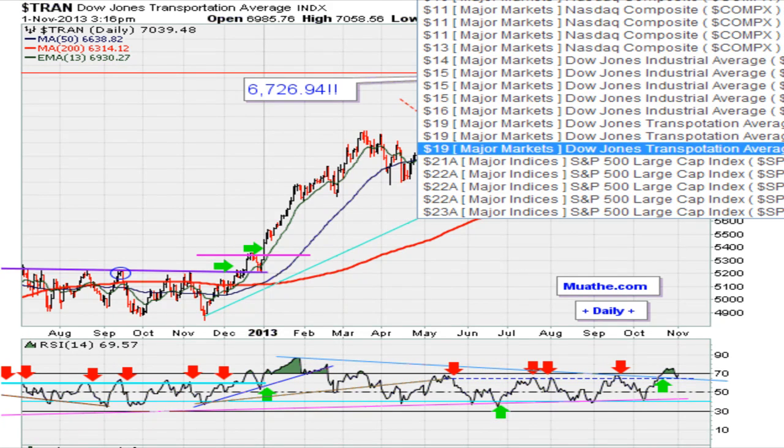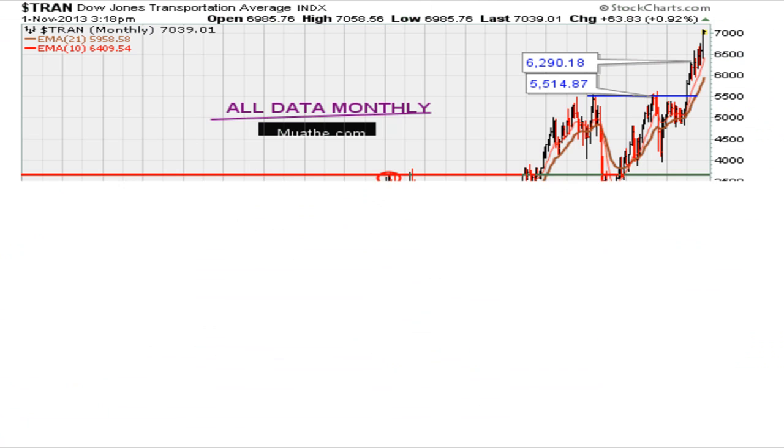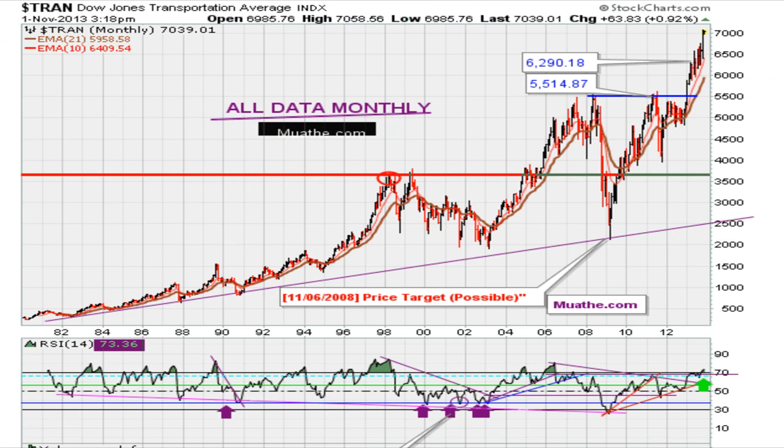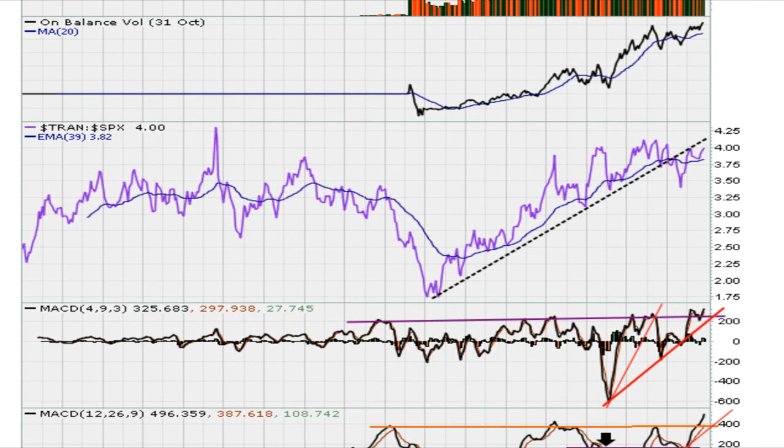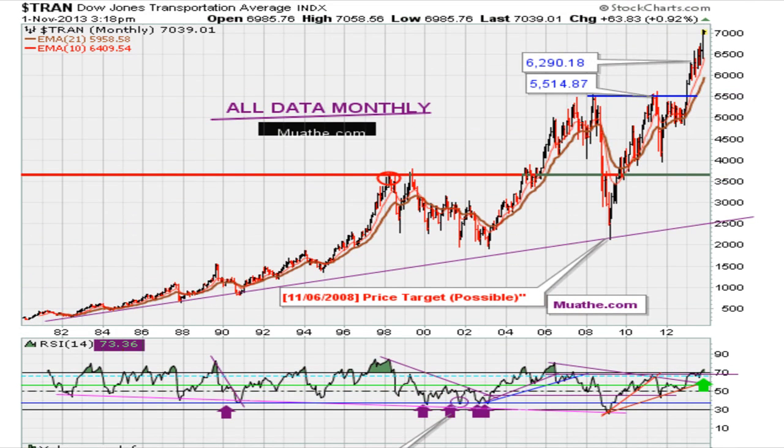I look at the transports from a monthly view. I think I was just showing you how strong this market is. So you see that we are breaking out here to all-time highs on the MACD, which is very powerful. It could also be showing that we are really extended. So that's one way to look at it. Strong market, but at the same time, it looks very extended from a monthly standpoint.